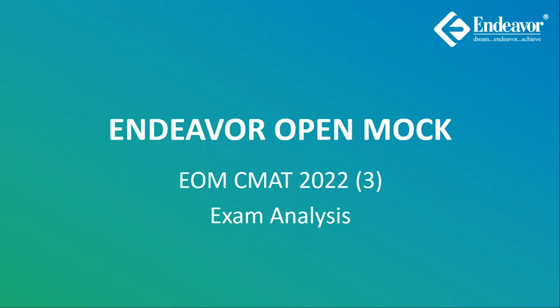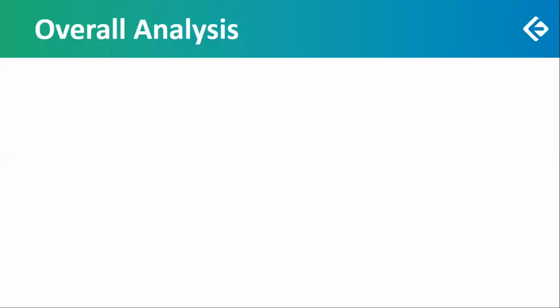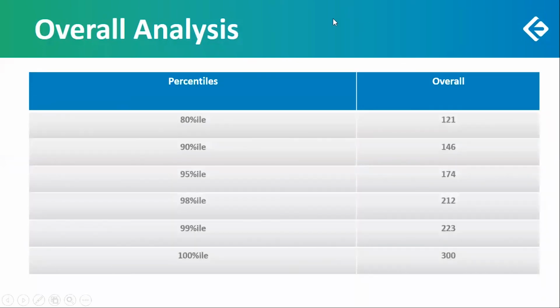We have the spread of the percentiles here. You look at it, here we have the 80 percentile pegged at 121, the 90 percentile pegged at 146, the 95 percentile at 174, and after that there's a big jump. The 98 percentile is at 212, the 99 percentile at 223, and then the 100 percentile at 300.